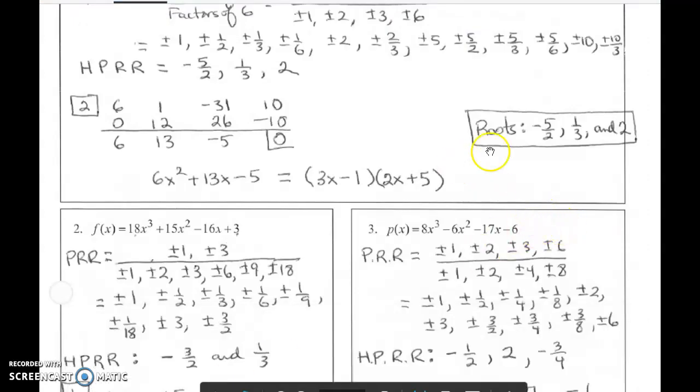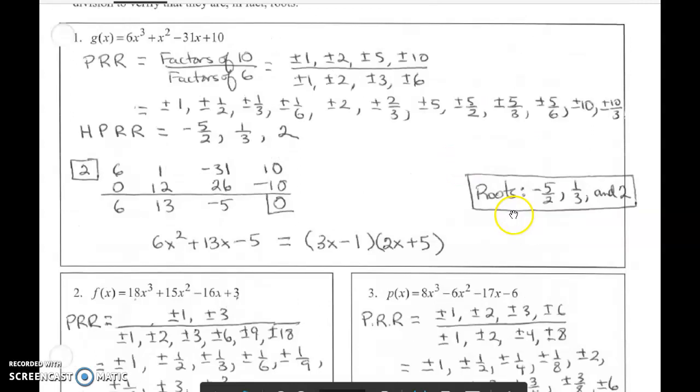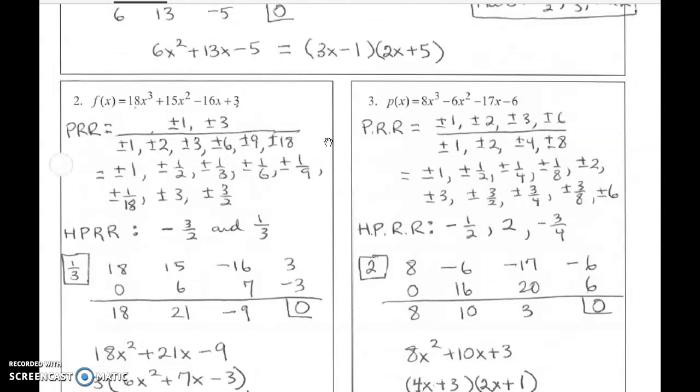By the way, the reason why I go to this quadratic formula is not everything has been factorable. Okay, the answer key shares with you how to do this. Now he also does highly probable rational roots by using a graphing calculator, but I'm not a big fan of doing that because what if you don't have a calculator?